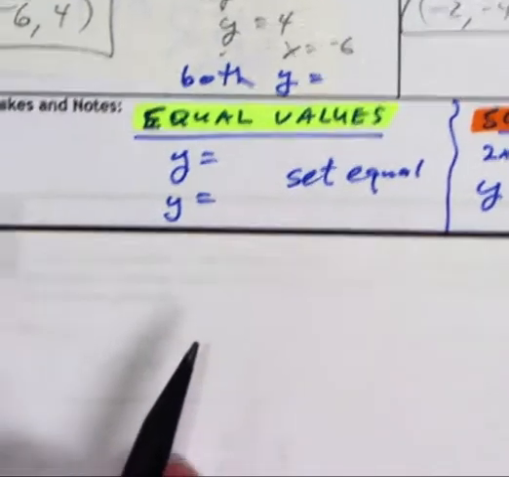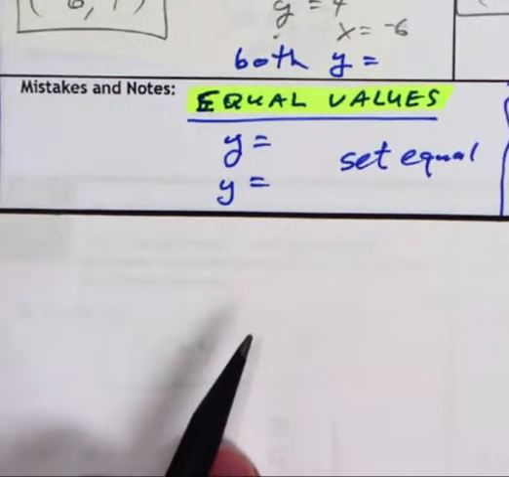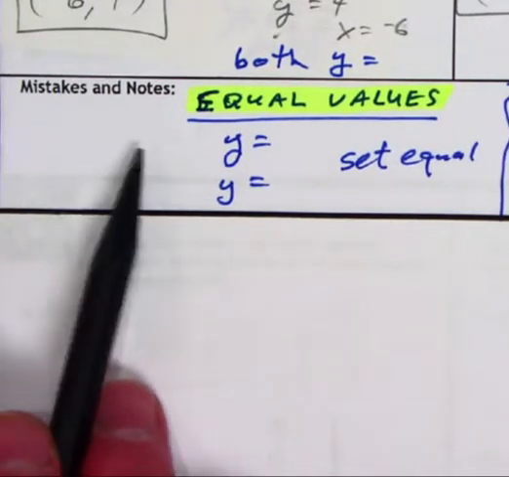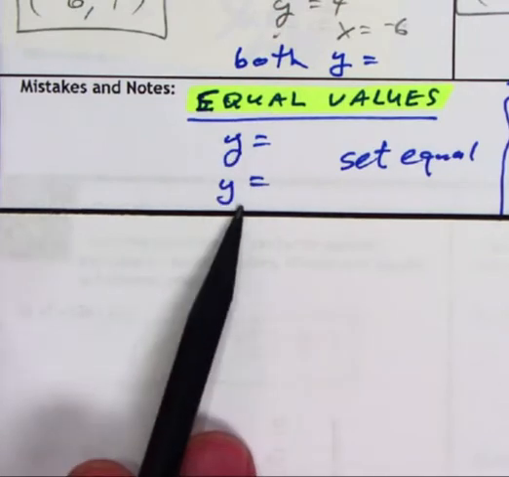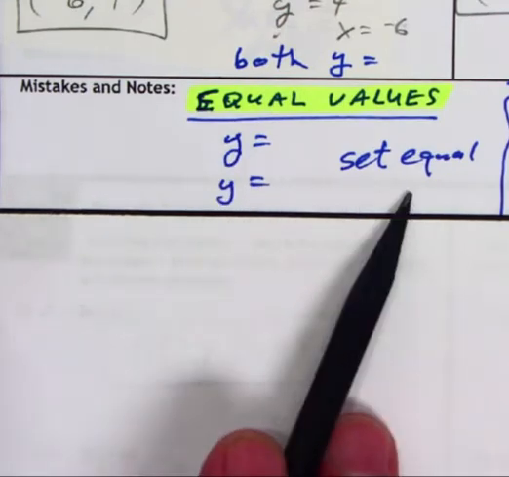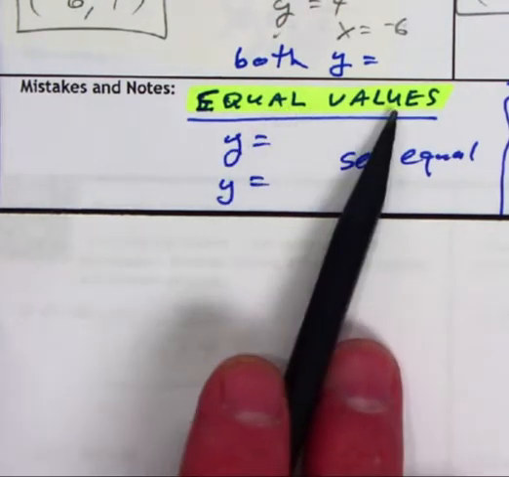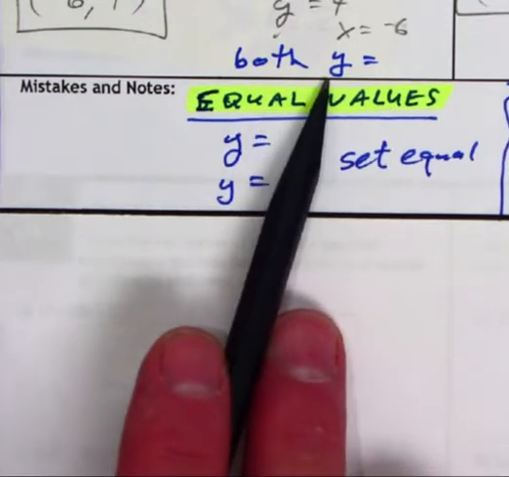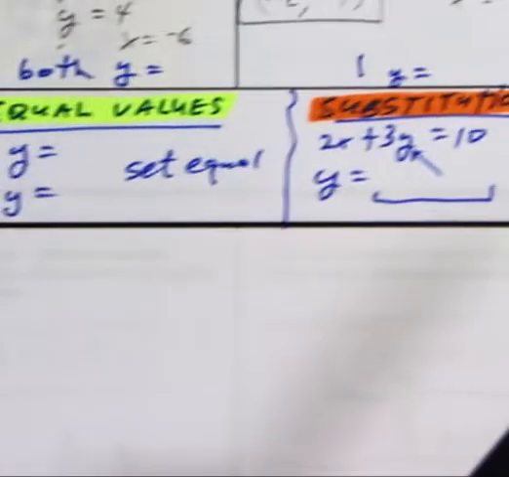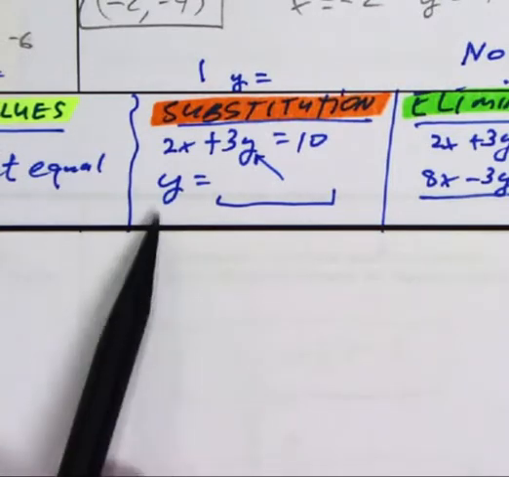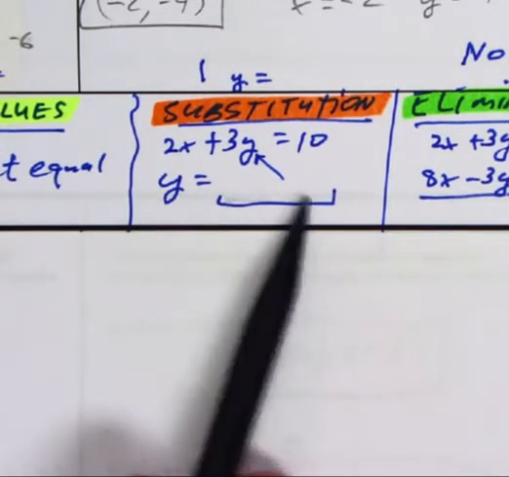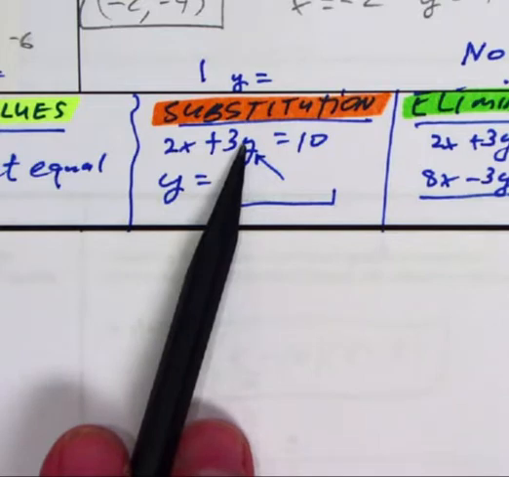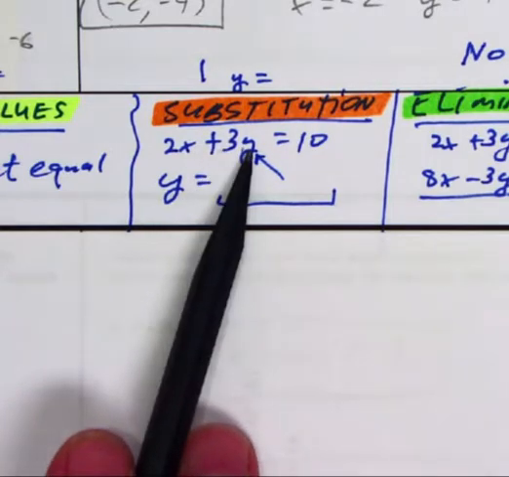What you should have down here in your mistakes and notes box is the idea that you have three different kinds. If they're both y equals, then you're just going to set them equal to each other. That was called the equal values method. If only one of them is y equals, then you're going to plug that in for y. You'll do things like distributive property and combine like terms and solve.